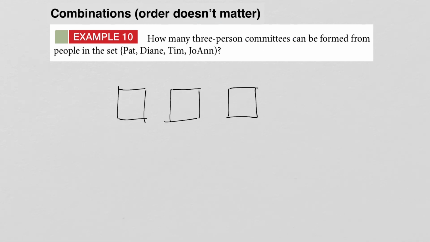So we're going to be looking at taking 4 people and forming a combination, choosing 3 of them. So for the first person, we have 4 choices. For the second person, we have 3 choices. And for the third person, we have 2 choices. And of course, if you multiply these together, you get 24.